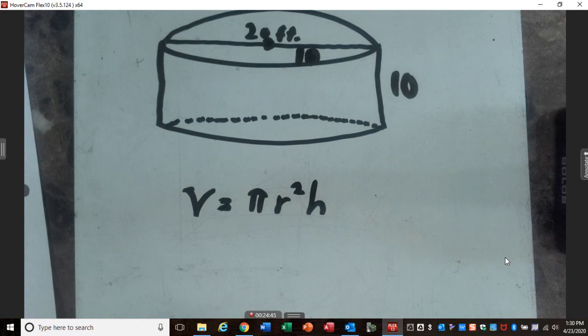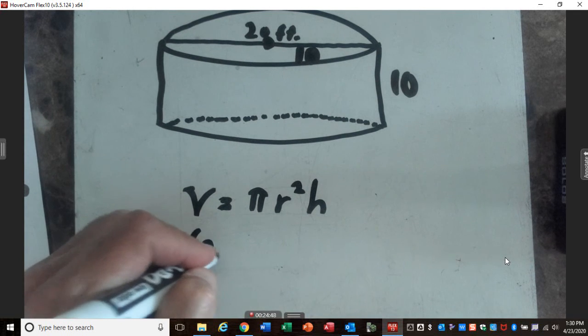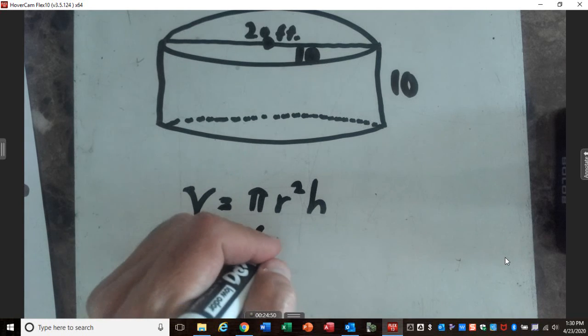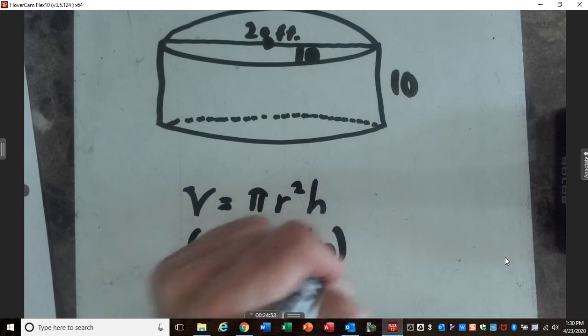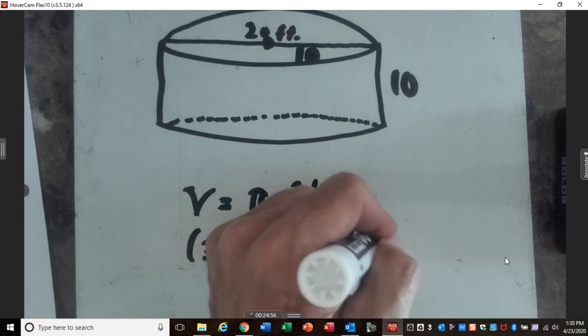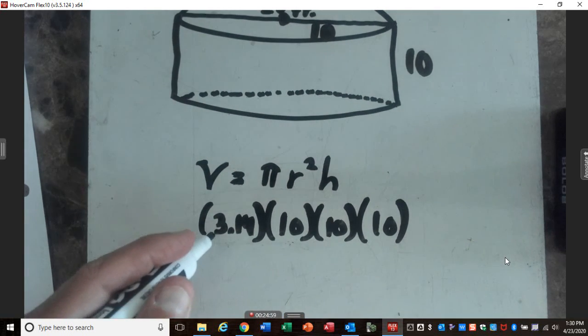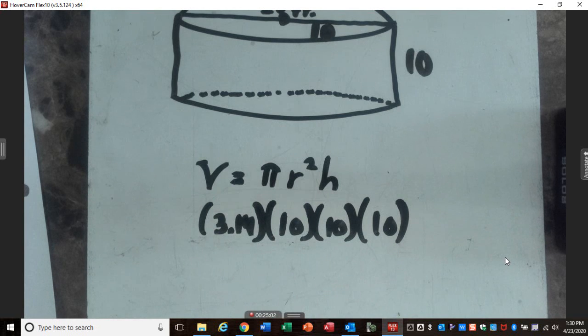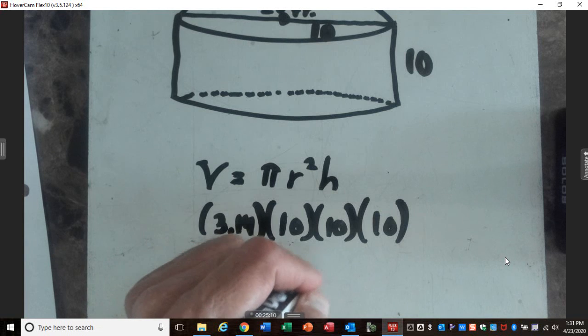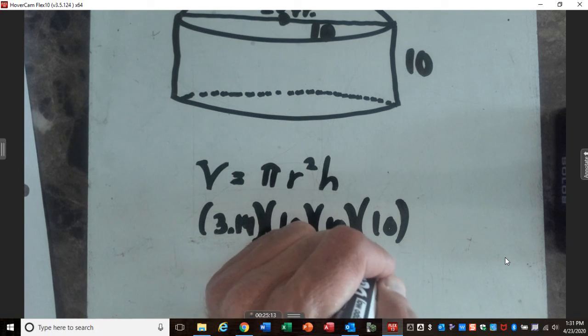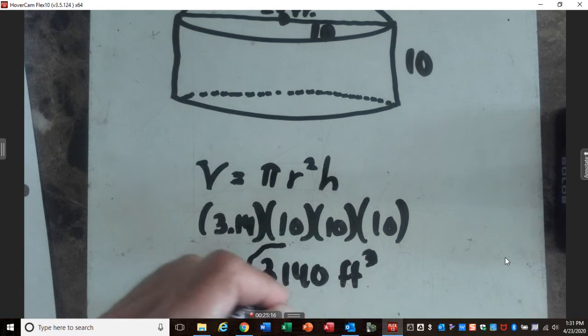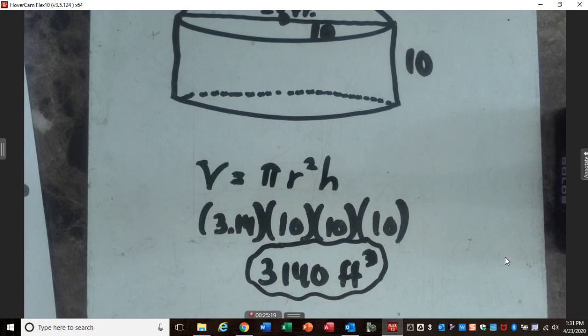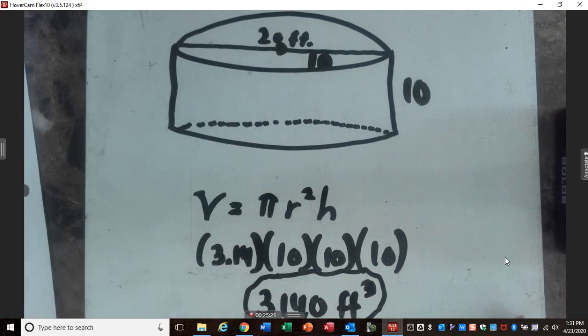All right, last problem for this week, and then we'll stop. So we're going to go 3.14 times the radius, which is 10, not 20. 10 times 10, because it's squared, times the height, again, which is 10. So basically what you have is 3.14 times 10 times 10 times 10. Please give it a try on your calculator. 3.14 times 10 times 10 times 10 will give you 3,140 feet cubed. And ladies and gentlemen, we are done. That is the volume of this weird looking cylinder. Trust me when I say it is a cylinder, I promise you.